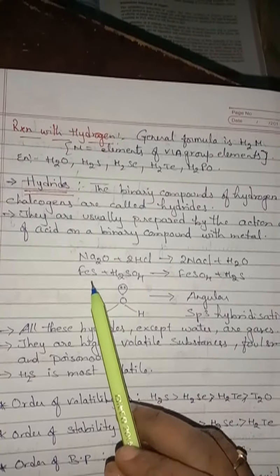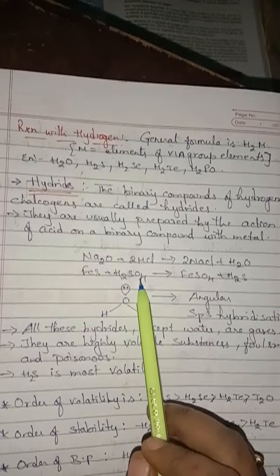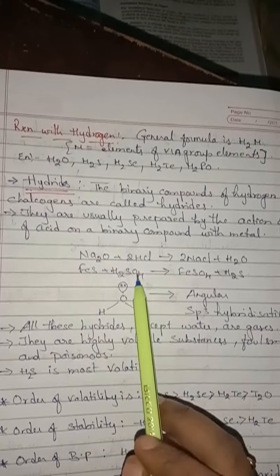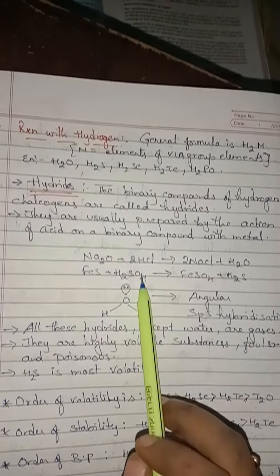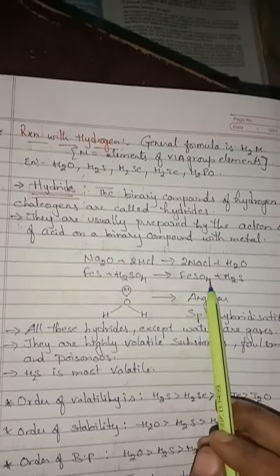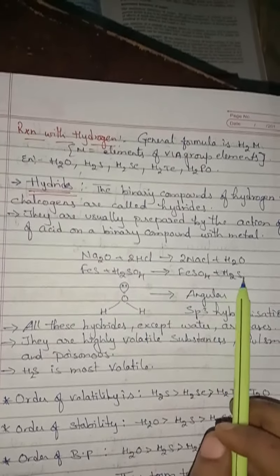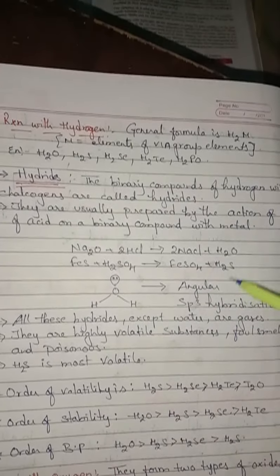Next, another example, that is FeS. Iron sulfide combines with sulfuric acid. The first element of the first compound always reacts with the second part of the second compound. So FeS combines with H2SO4, giving iron sulfate plus hydrogen sulfide. That means it releases hydrogen sulfide. So we got here H2O and H2S.